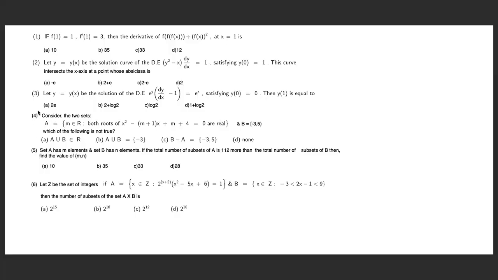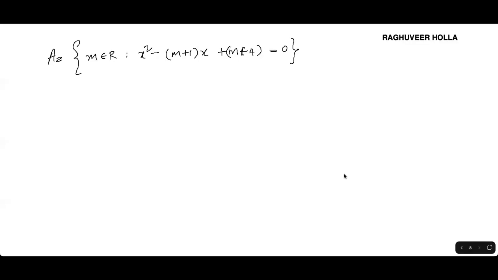Now let us look at another problem. Considering two sets, you have A and B. Which of the following is not true? Let us see this. So I've been given this set A, and we are given m belongs to R, which is real numbers, and you have this quadratic equation, so these roots are also real.